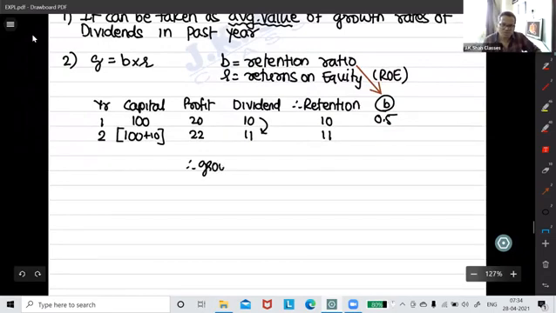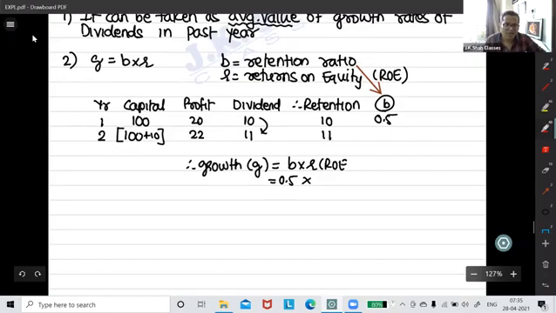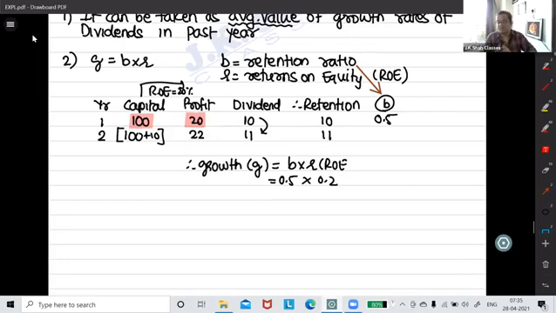Therefore, growth G is equal to B into R. B is what? Retention ratio. Confirm 0.5. R is what? Returns on equity. Guys, you did not observe that or what? Capital 100, profit of 20 means ROE is how much? Returns on equity is 20%. Isn't it? 20% is how much? 0.2. Do it in your calculator. 0.5 into 0.2. 0.1. 10%.